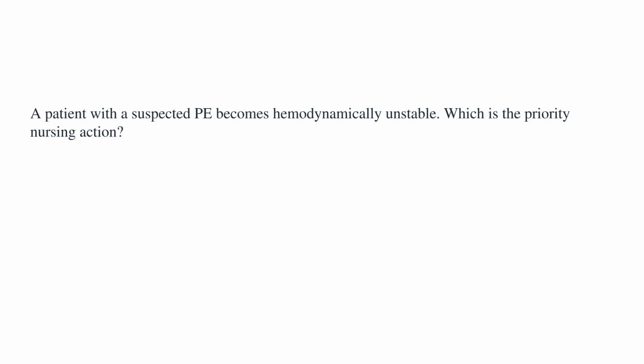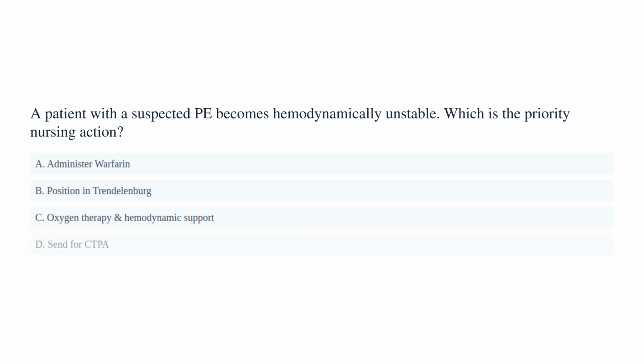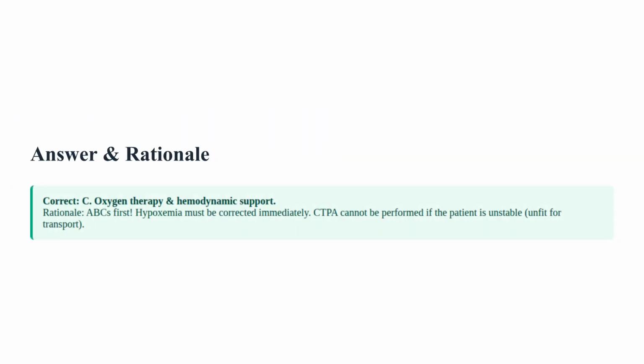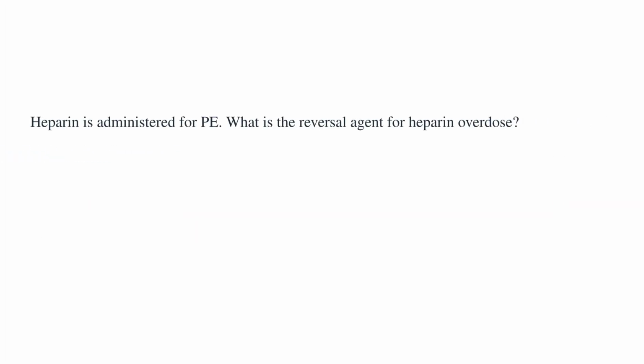If a patient with a suspected PE becomes hemodynamically unstable, what is the priority nursing action? Administer warfarin, position in Trendelenburg, oxygen therapy and hemodynamic support, or send for CTPA? The priority action is C, oxygen therapy and hemodynamic support. Remember to prioritize ABCs. Hypoxemia must be corrected immediately. A CTPA cannot be performed if the patient is unstable for transport.